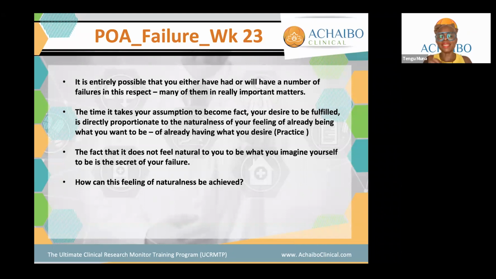So Neville says that it takes time for your assumption to become a fact. Your desire to be fulfilled is directly proportionate to the naturalness of the feeling already being what you want to be, of already having what you desire. Naturalness, you guys, is very key. When we breathe oxygen, do I say, got to breathe in, breathe out, breathe in, breathe out? Breathing is natural, right? It's not something that I have to force. I don't have to think about it, get up in the morning, oh my God, I have to start breathing now, or going to bed at night, what's going to happen when I sleep? How am I going to breathe? You guys, yeah, you can tell how my brain works. So it's a natural feeling.